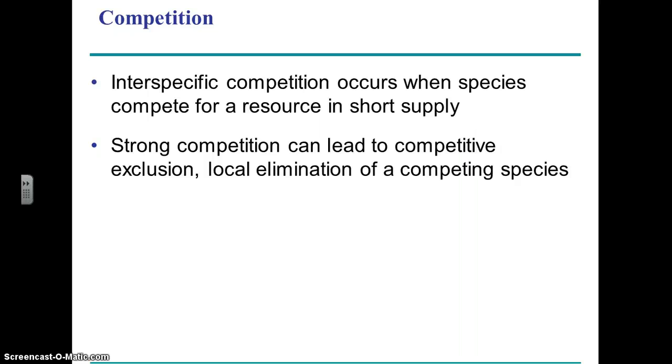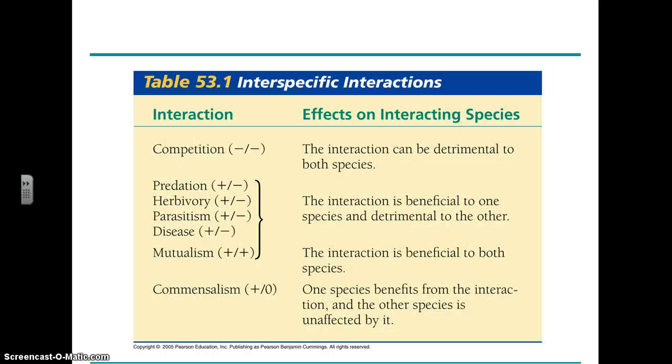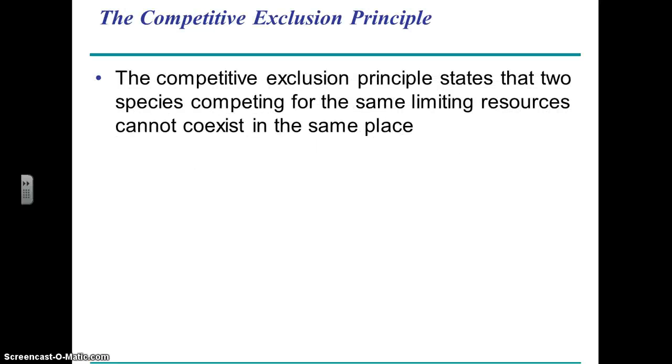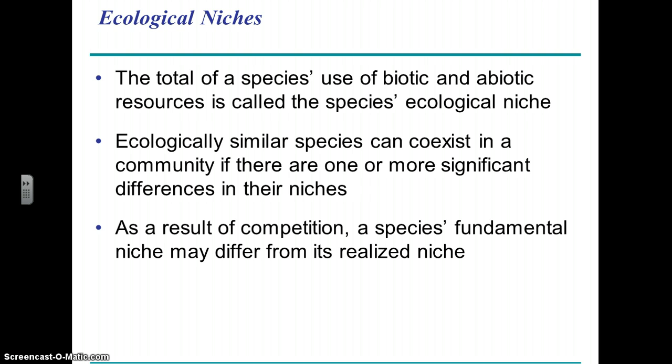Now, with competition, we saw that they're negative, they're detrimental to both of them, and that's not that they're necessarily eating each other, but that they are competing for a shared resource. And so that competition between them has a negative effect on both of them. And this can lead to what's called competitive exclusion, and that is one species can outcompete the other. This was formulated by a Russian scientist named Gause, who came up with the competitive exclusion principle, and his idea was that no two species occupying the same ecological niche can coexist because one will outcompete the other.